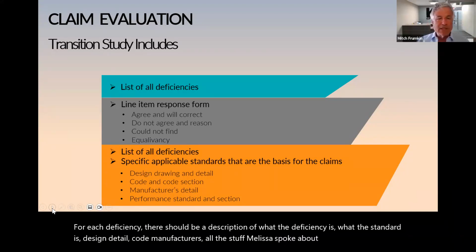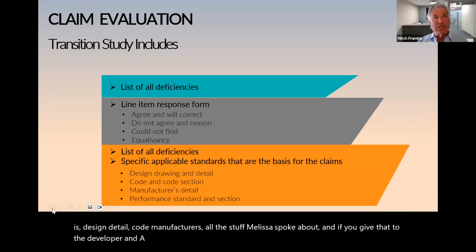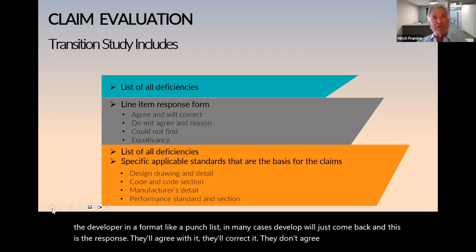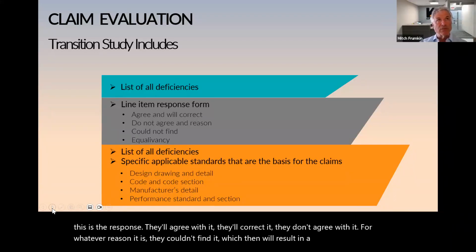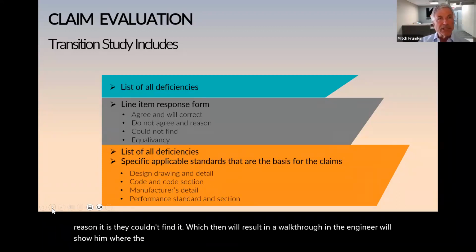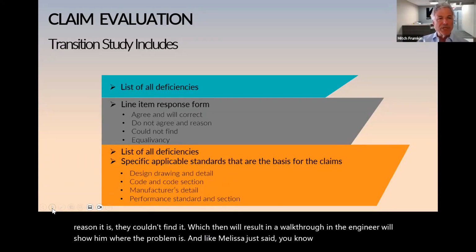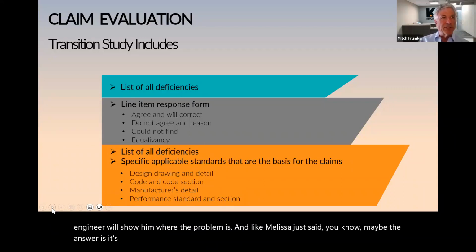And if you give that to the developer in a format like a punch list, in many cases the developer will just come back and this is the response. They'll agree with it, they'll correct it. Or they don't agree with it for whatever reason. They couldn't find it, which then will result in a walkthrough, and the engineer will show them where the problem is. And like Melissa just said, maybe the answer is it may be slightly different, but it's equivalent.